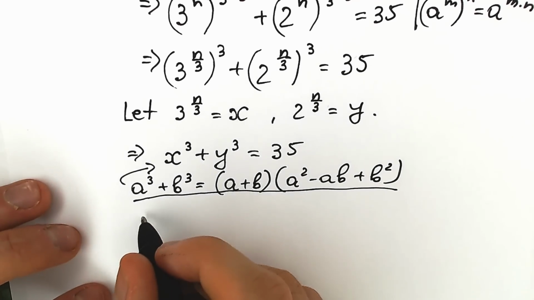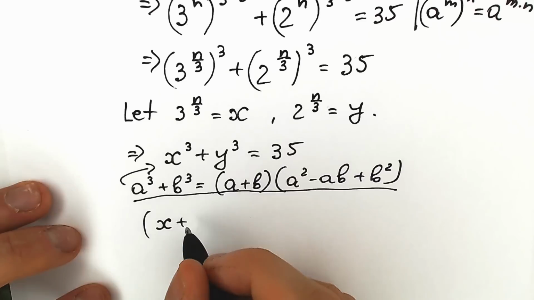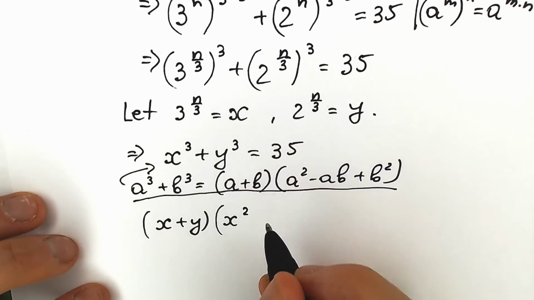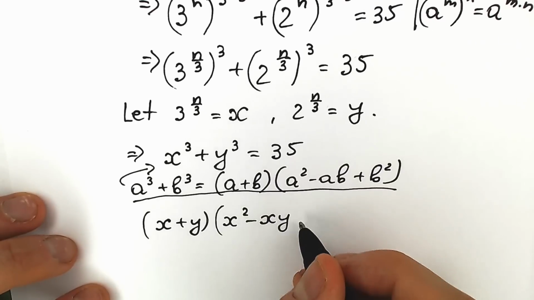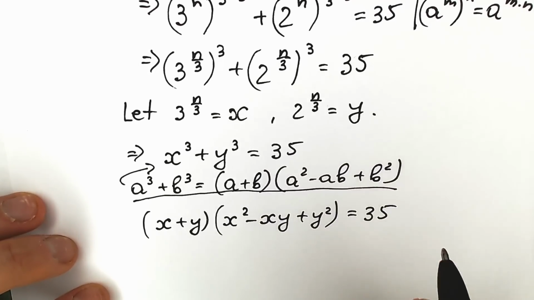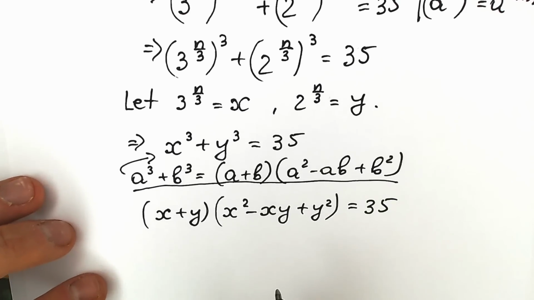So as a result, what do we have right here? We have x plus y, and in another parenthesis we have x squared minus xy plus y squared, equal to 35. Okay, so I hope you understand this step. Right now, a very tricky move.